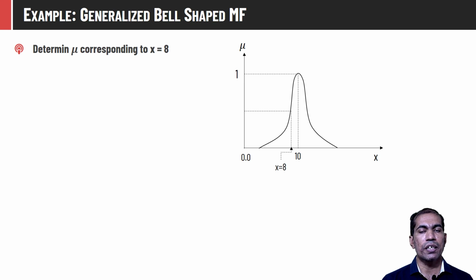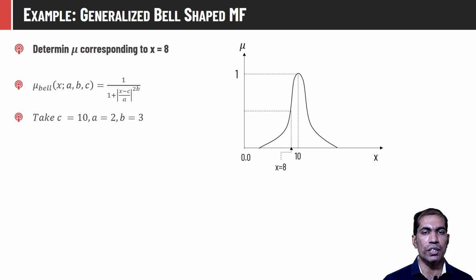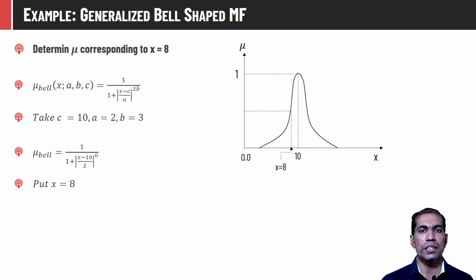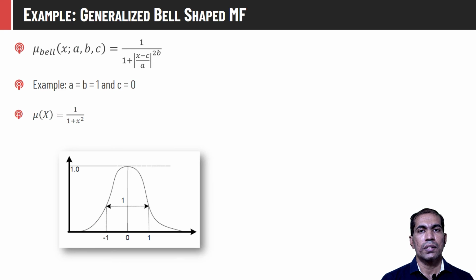Consider the input bell-shaped function. We have to find out the membership value of x equal to 8 for this. We are not given the parameters of this membership function, so we have to assume appropriate parameters. Consider that c is equal to 10, a is equal to 2 and b is equal to 3 for this function. Put these values in the equation of mu bell and put x equal to 8 into this, because we want to calculate the membership value for x equal to 8. You solve the equation and will get 0.5 as the membership value. This is the example of the generalized bell-shaped membership function.